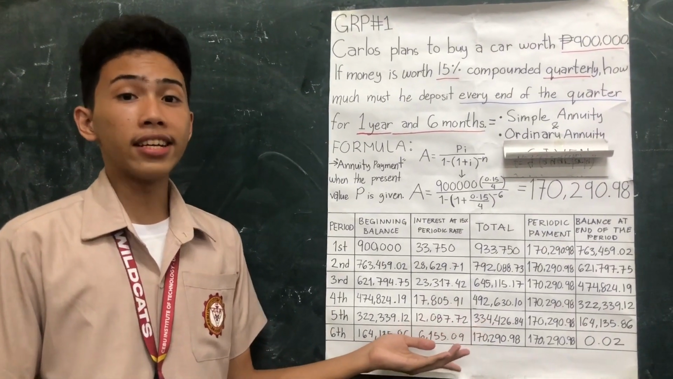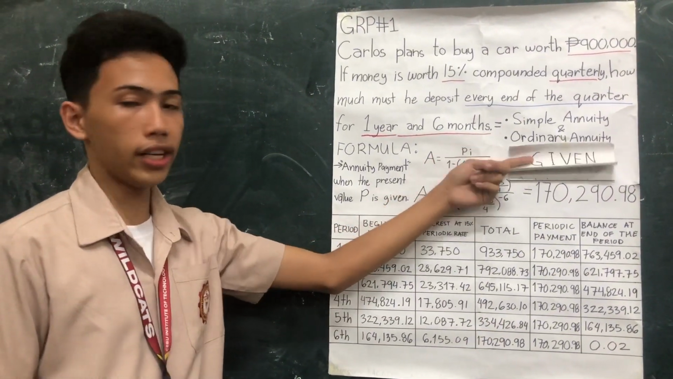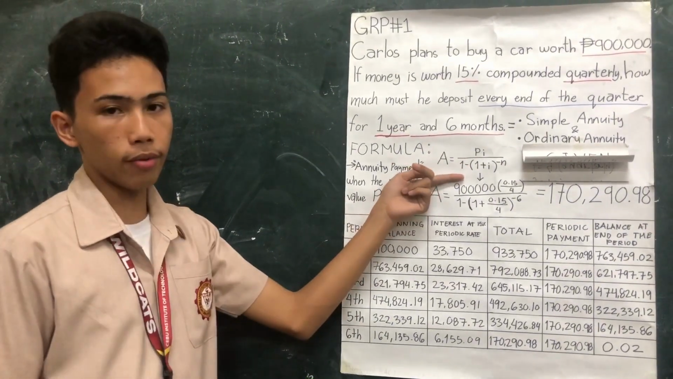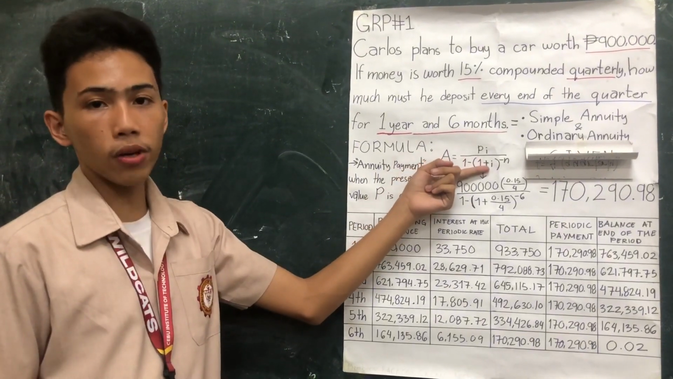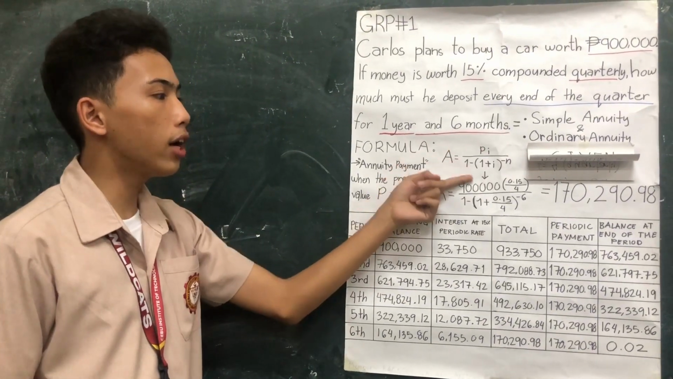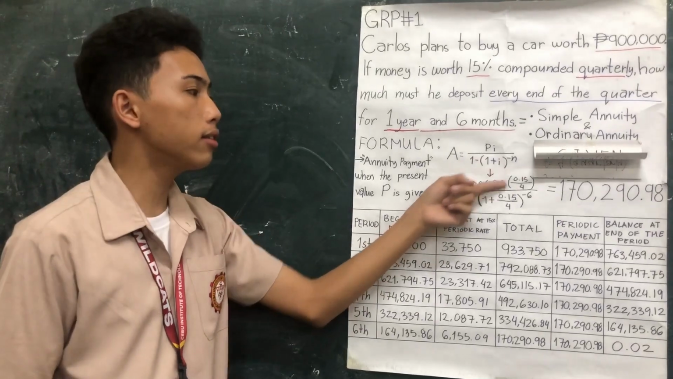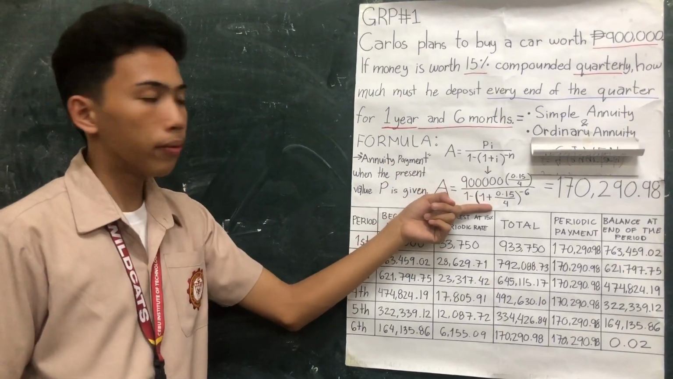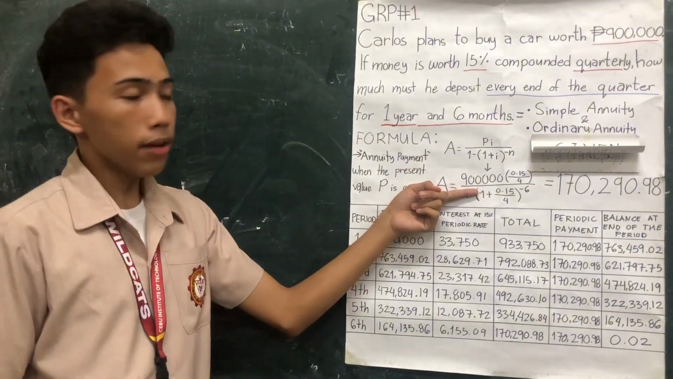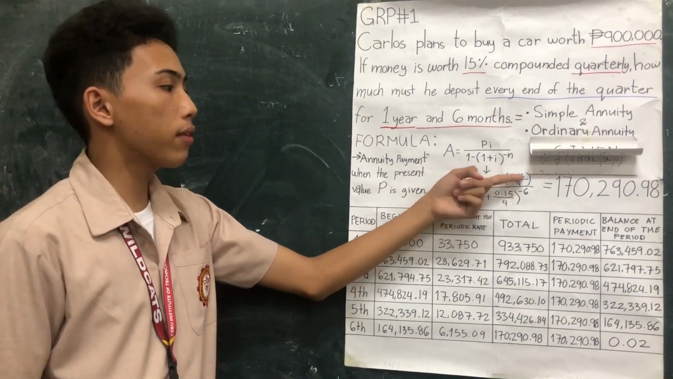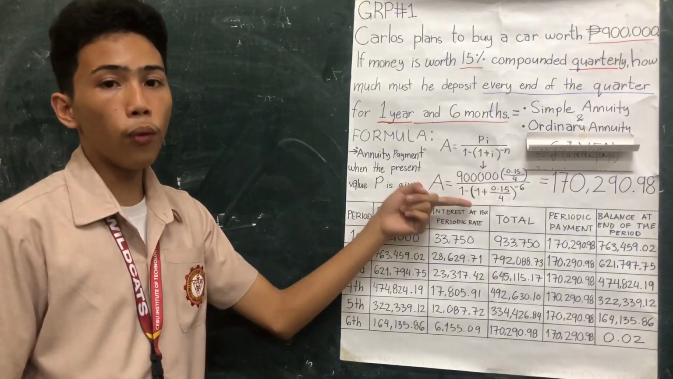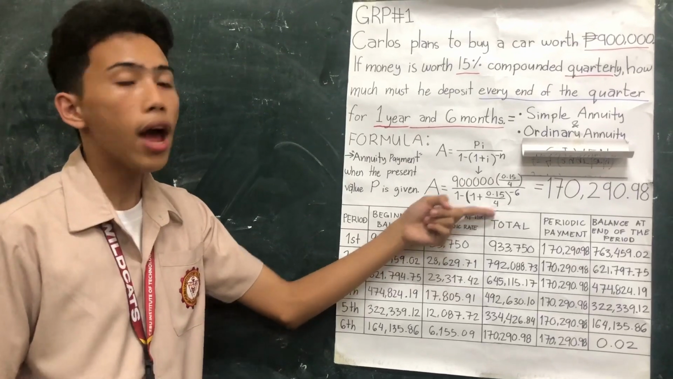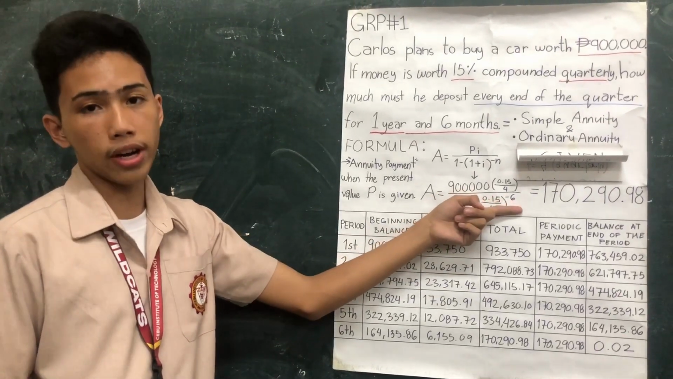Problem number 1 is an example of a simple annuity and ordinary annuity. Therefore, when the present value P is given, this is our formula: annuity is equal to present value multiplied by the periodic rate, over 1 minus quantity 1 plus periodic rate, raised to negative n, which is the number of conversions. Next, substitute the values. Present value is 900,000, multiplied by the periodic rate, which is 0.15 over 4, divided by 1 minus quantity 1 plus 0.15 over 4, raised to negative 6, which is our number of conversions.